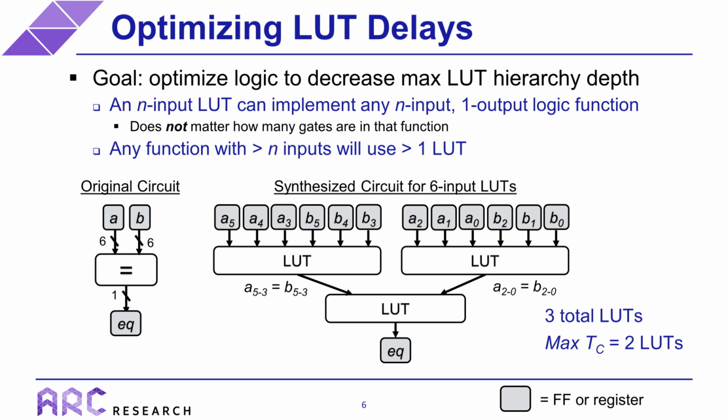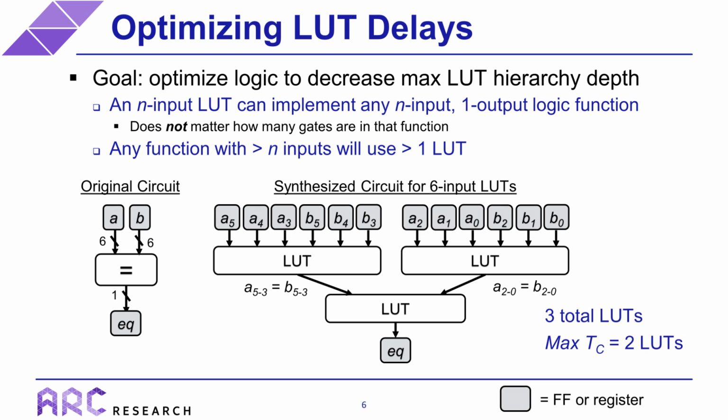Let's say that our original circuit is a 6-bit comparator, meaning that it has two inputs that we'll call A and B that are each 6 bits, and those get compared to produce a 1-bit output. And for this example, all of these inputs and the one output go through flip-flops. Let's also say that the FPGA we're targeting has 6-input lookup tables.